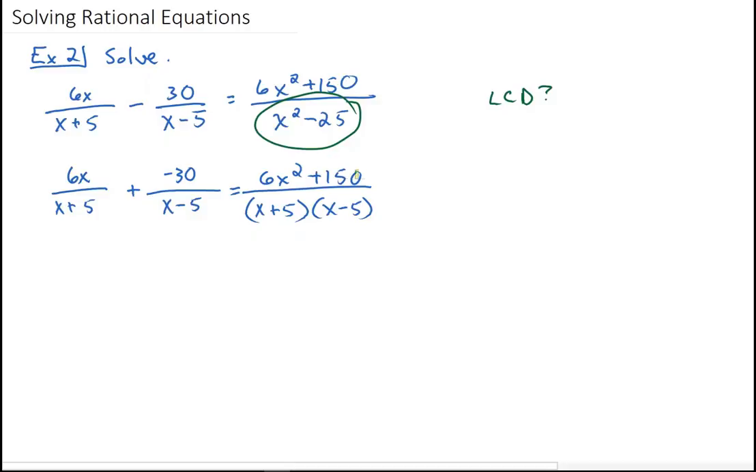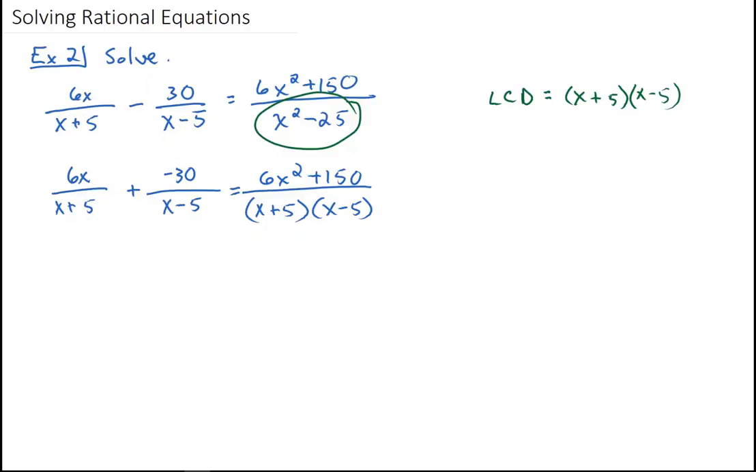Alright, and I also want to emphasize here that even though this numerator factors, I did not factor it. We are trying to find the LCD. To find the LCD, we don't need to factor our numerators. We actually want to leave them multiplied out. So what that means is my LCD is x plus 5, x minus 5.